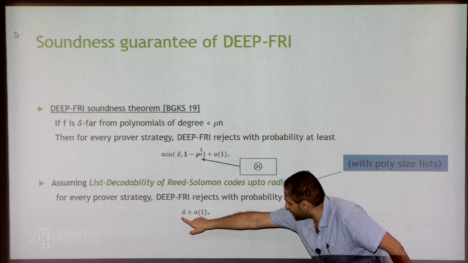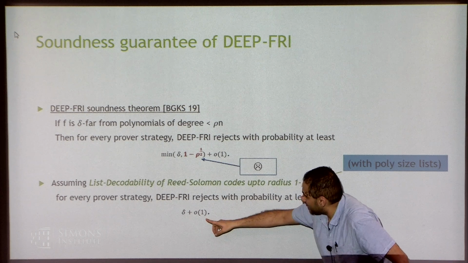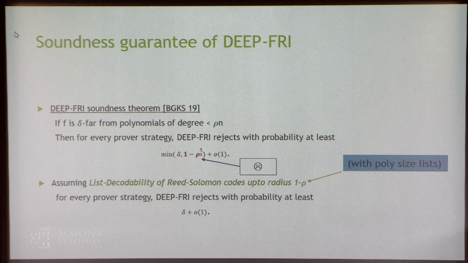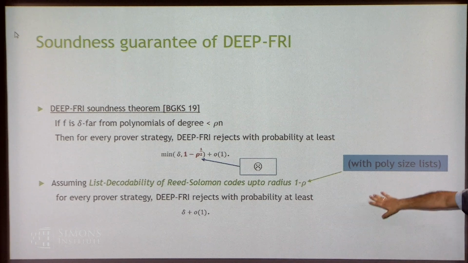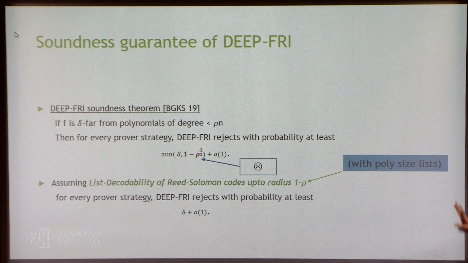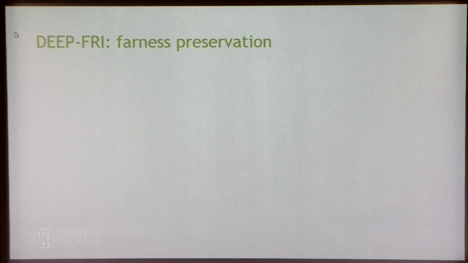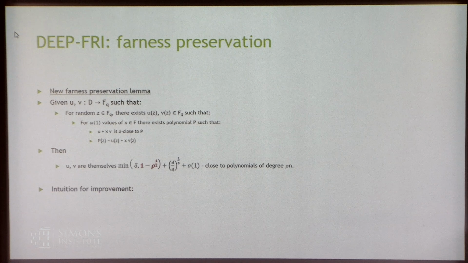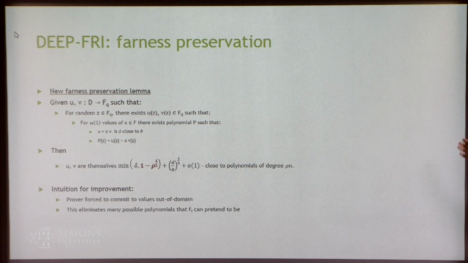So this would have been min of delta and 1 minus rho, but delta is always less than 1 minus rho. Polynomials of degree rho, every function is within distance 1 minus rho of one of them. So this would have been the ultimate theorem. We don't know how to do this. This is a famous open question. So if that was true, then we would have the ultimate analysis. And there's a new Farness preservation lemma. Maybe I don't have time for that. So, okay, it's a statement about something.